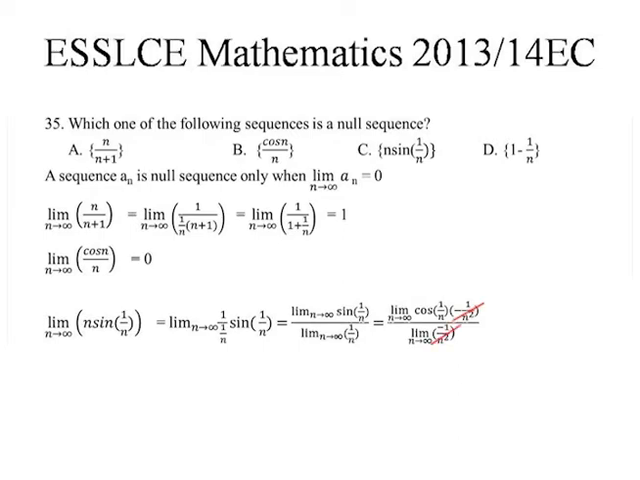So we are left with the limit of cos 1 over n as n approaches infinity. As n approaches infinity, 1 over n approaches 0. So cosine 0 is equal to 1. Choice C is not a null sequence.